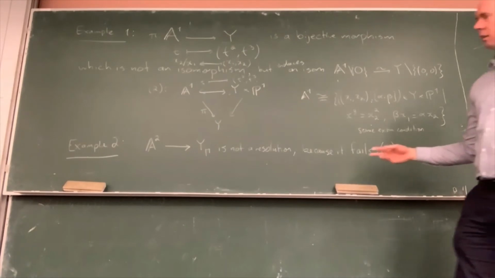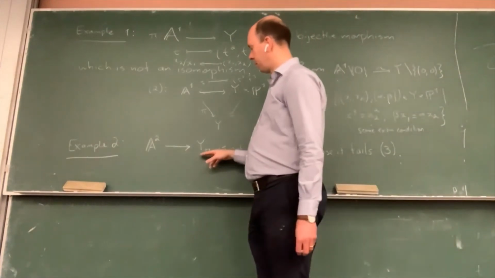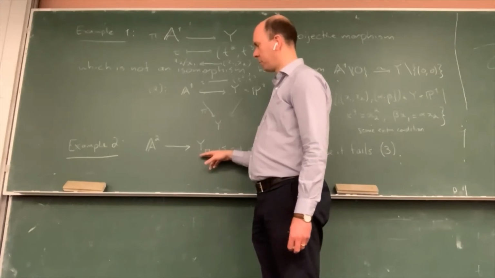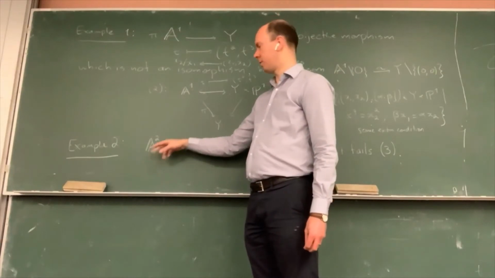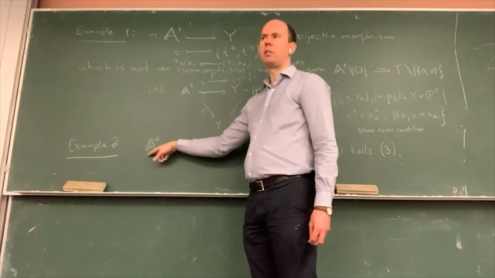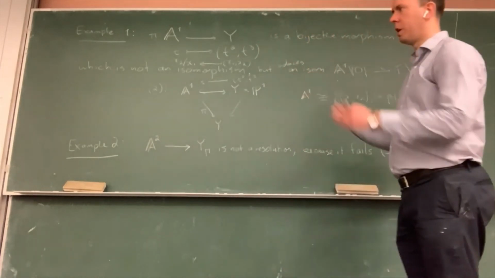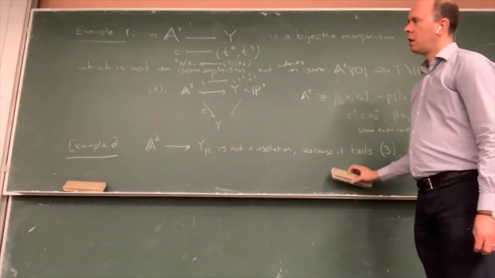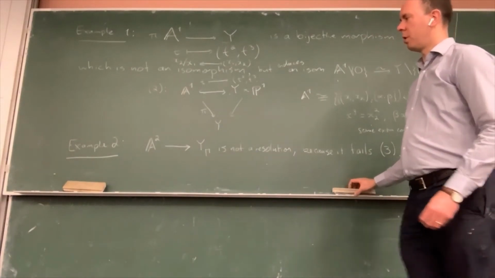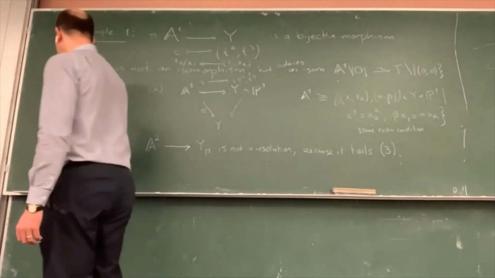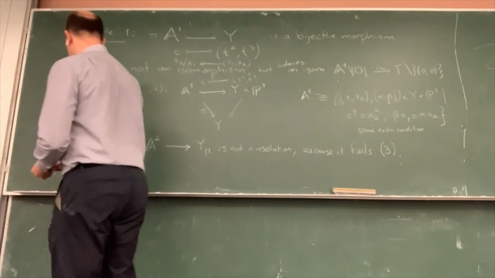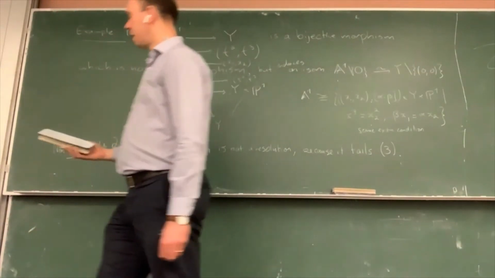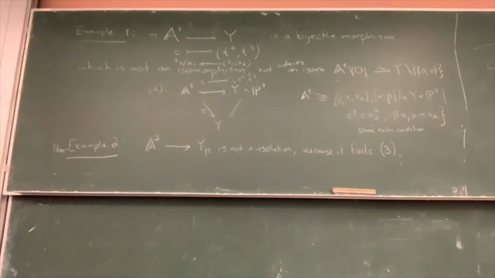So generically, of course, the inverse image of a point here, if you're away from the singularity, is a gamma orbit of points in here. So it's not one-to-one generically, like a resolution of singularities has to be. So it's non-example 2. So example 3.